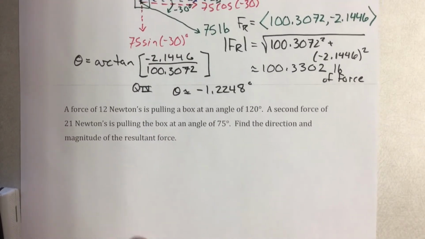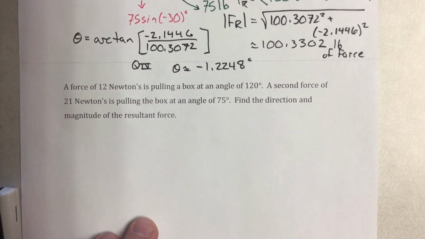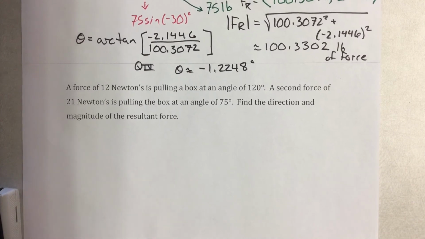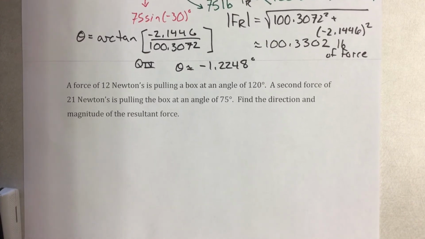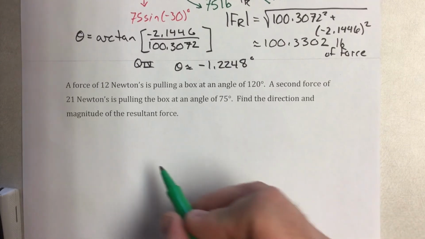Okay. So a force of 12 newtons is pulling a box at 120 degrees. The second force, okay. So let's work with this one. Move our box.